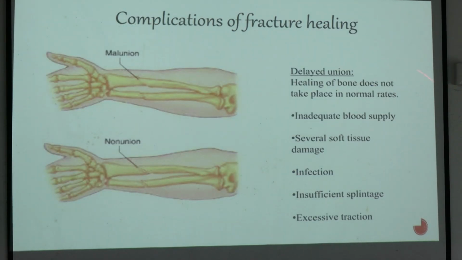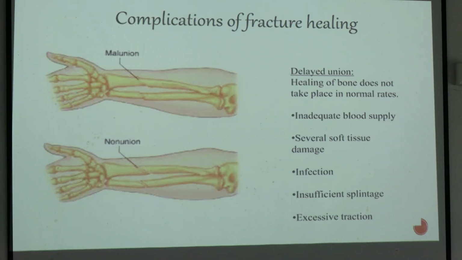And then comes the complication of fracture healing. After you have given all the treatment, the patient comes to you after a month or so saying that he is complaining of pain again, and when you do an x-ray you see that the fracture has not healed. That is called non-union. So what are the two types of delayed union? One is a non-union and one is a malunion. Non-union is where the bone has not united, and malunion is where it is united but has not taken the proper shape, the integrity is not maintained.